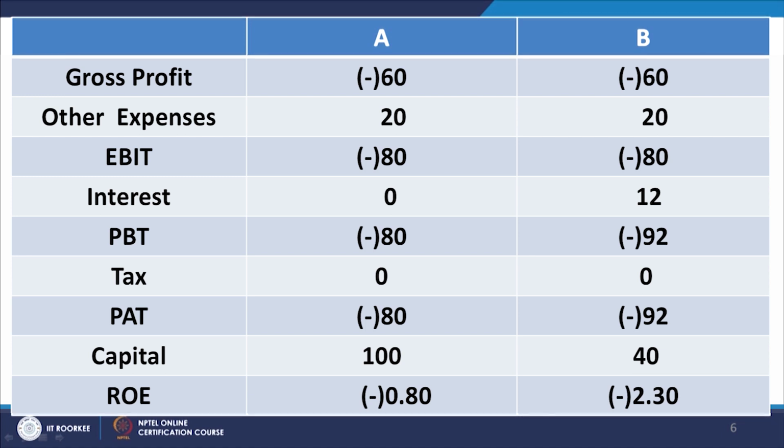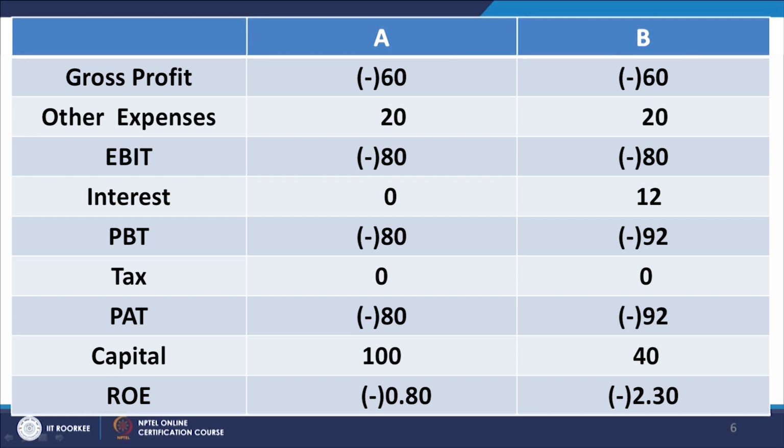The interest cost in the case of company A is 0, as it is totally equity financed. The interest cost in the case of company B is 12, because as I mentioned and reiterated, interest is a charge against the profit. So, even if company B is incurring losses, you cannot do away with interest. You cannot say that because the company has incurred losses, it will not pay interest on its debt. The interest on debt must necessarily be paid irrespective of whether the company is in profit or in loss.